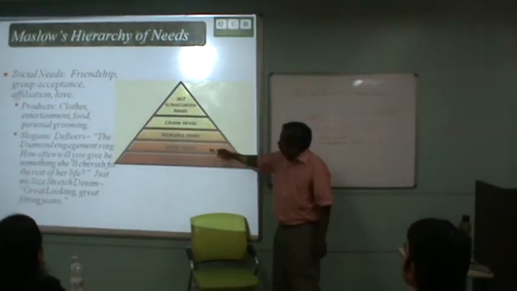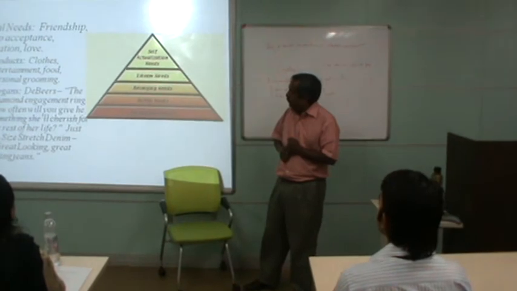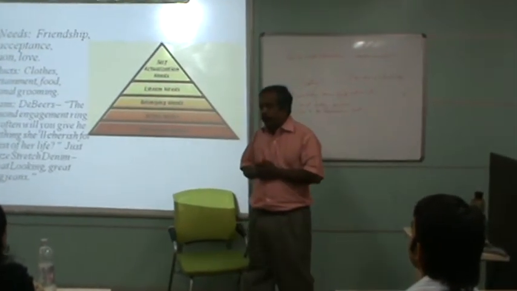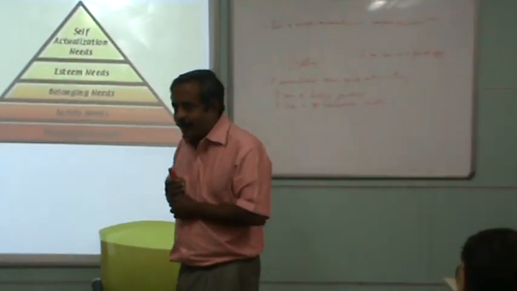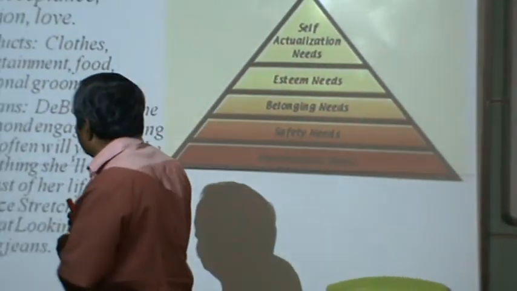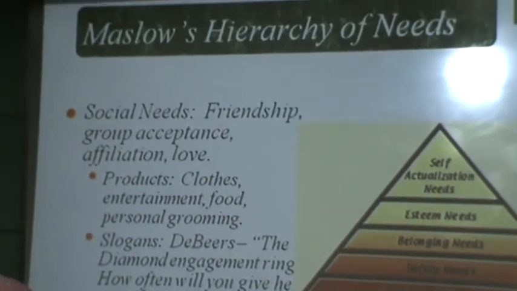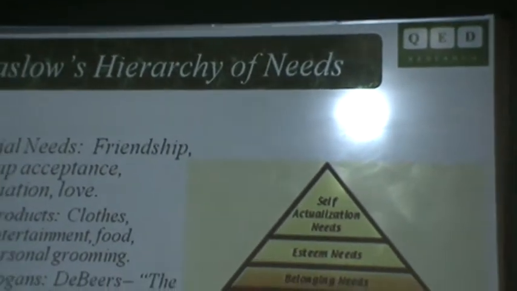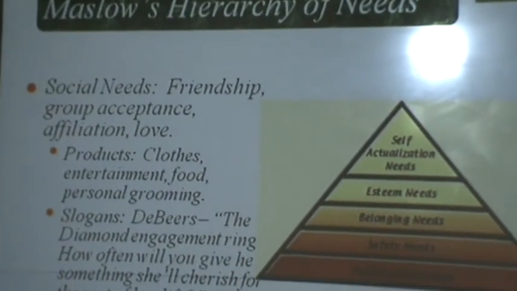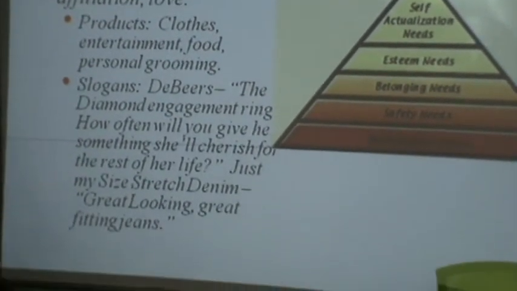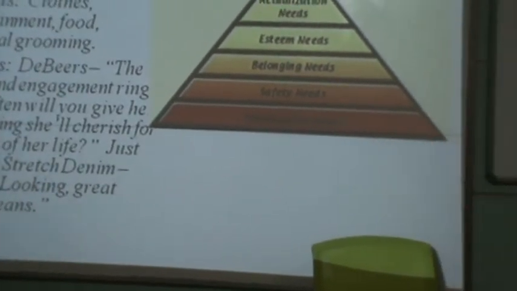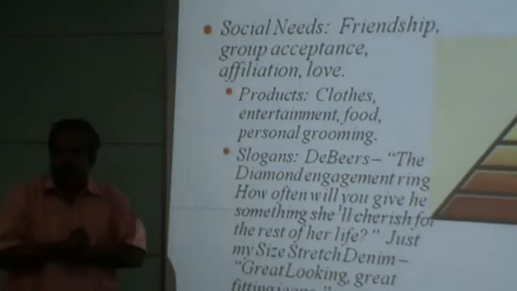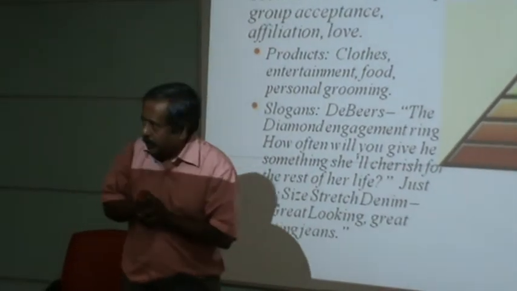Next is the belonging needs, so the social needs. You're talking about friendship, group effect, acceptance, romance, respect, and so on and so forth. Other than this, what else can you think of? Which are the products which can be used, such as greetings, gifts? Greeting cards, yes. Greetings per se is not a product; greeting cards is a product. Gifts, gift items. Anything else?